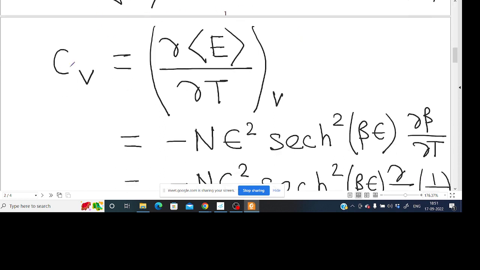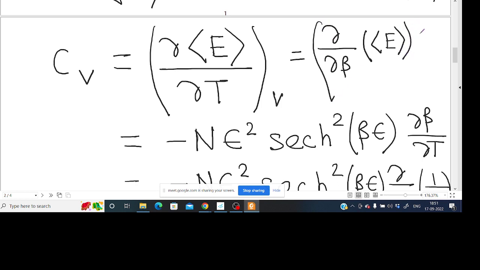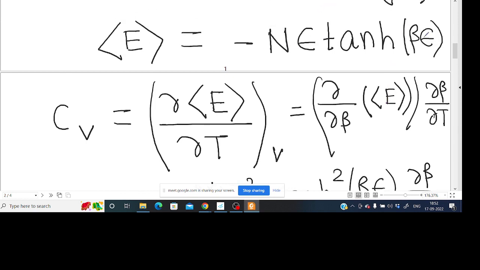Now if you differentiate tan hyperbolic beta epsilon with respect to beta... this Cv is equal to del del T of the average energy. So this can also be written as del beta of average energy into del beta del T. Now if you differentiate the average energy with respect to beta, then you will get minus n epsilon sec hyperbolic square beta epsilon into epsilon, right?